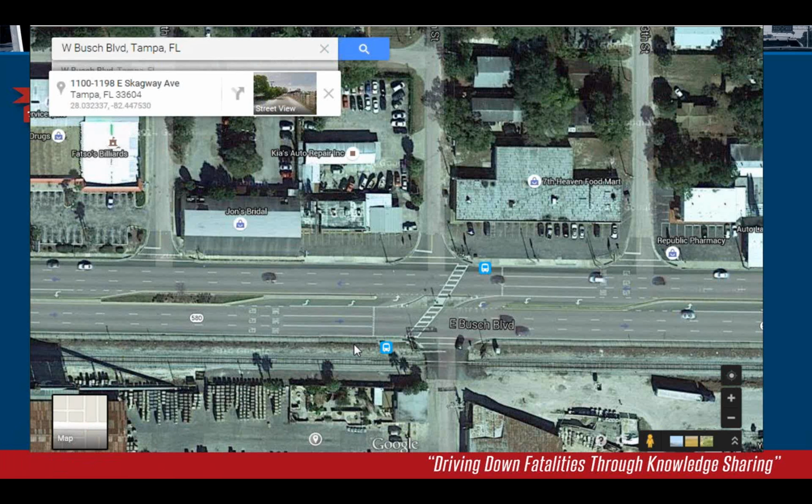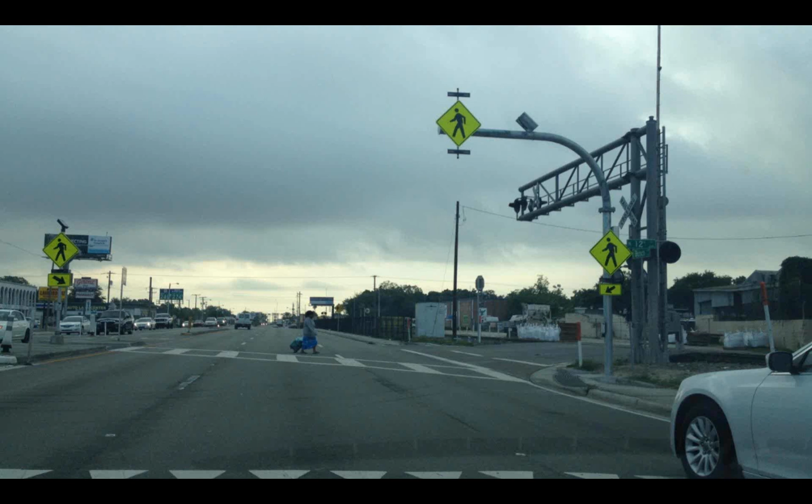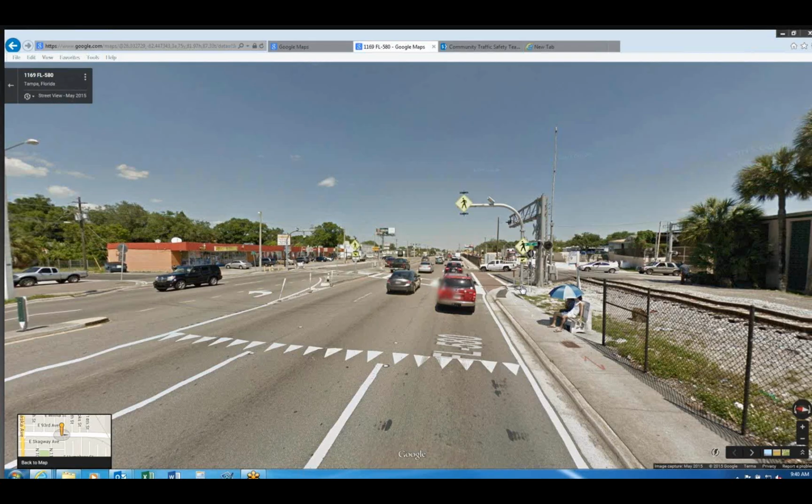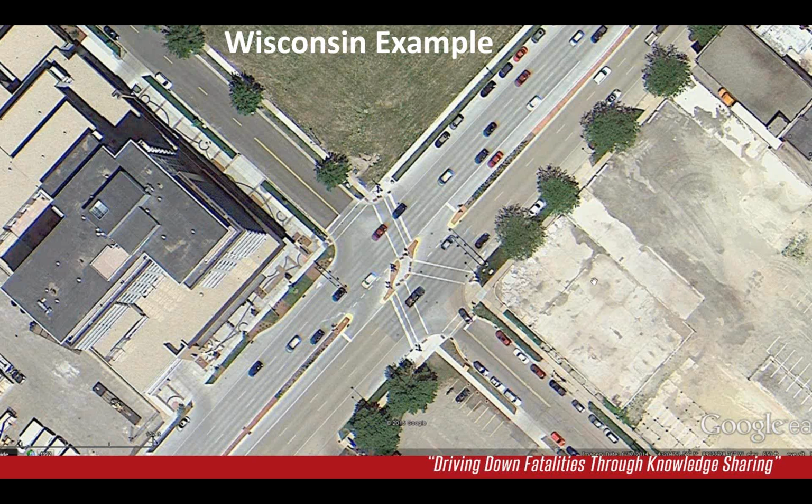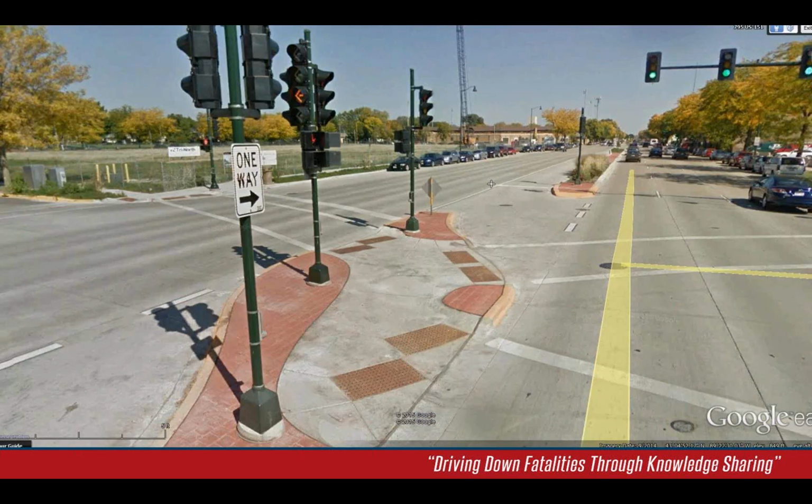I have a street view of that same location, and you can see the traffic devices that are used to help warn drivers of the crossing. This is that same location during the day. We found this was interesting, that this is a Wisconsin example. So this is not just being done in Florida, and we're learning from each other. This actually has a regular traffic signal at it, but you can see the way they have attempted to serve the diagonal crossings of pedestrians here.